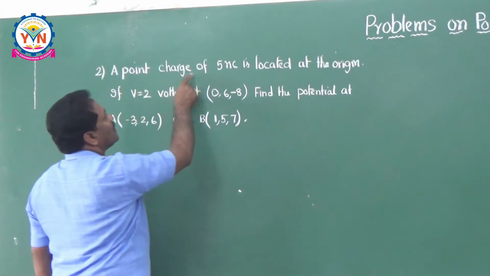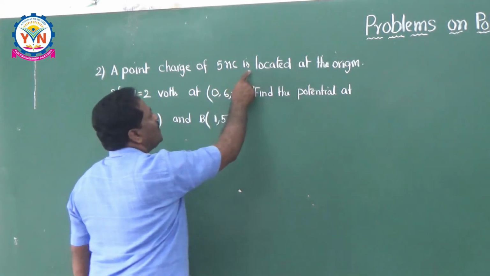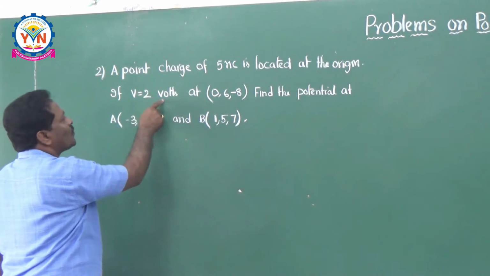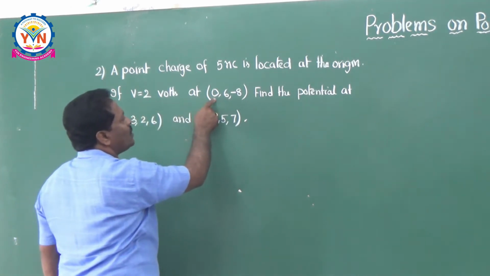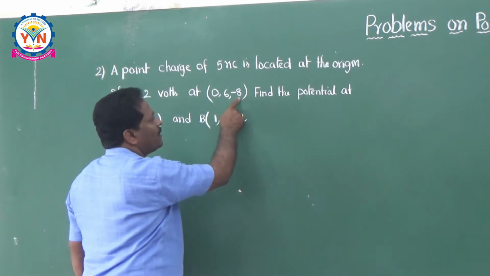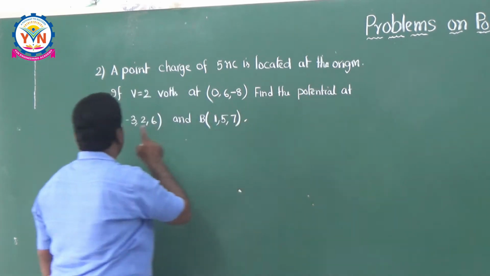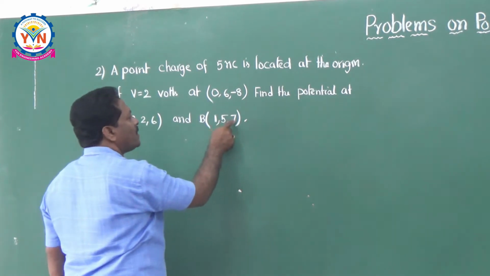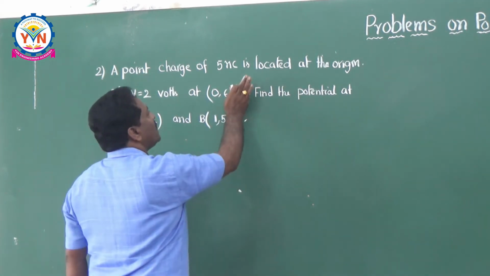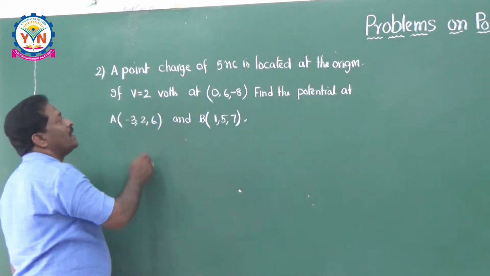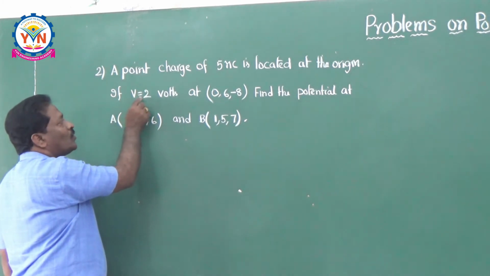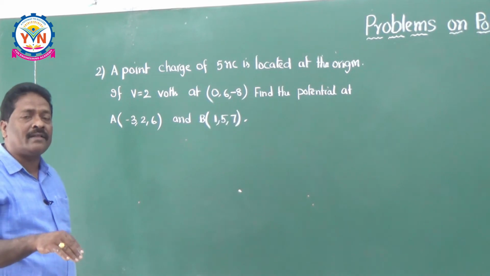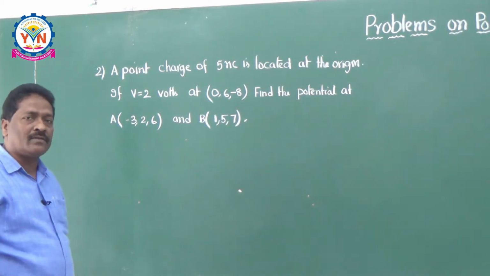A point charge of 5 nanocoulombs is located at the origin. If V is equal to 2 volts at a point P of (0, 6, -8), find the potential at A of (-3, 2, 6) and B of (1, 5, 7). So clearly it is understood that he has given a reference here, V is equal to 2 volts at the given point. But in the previous problem, he has given that the potential at infinity is equal to 0.